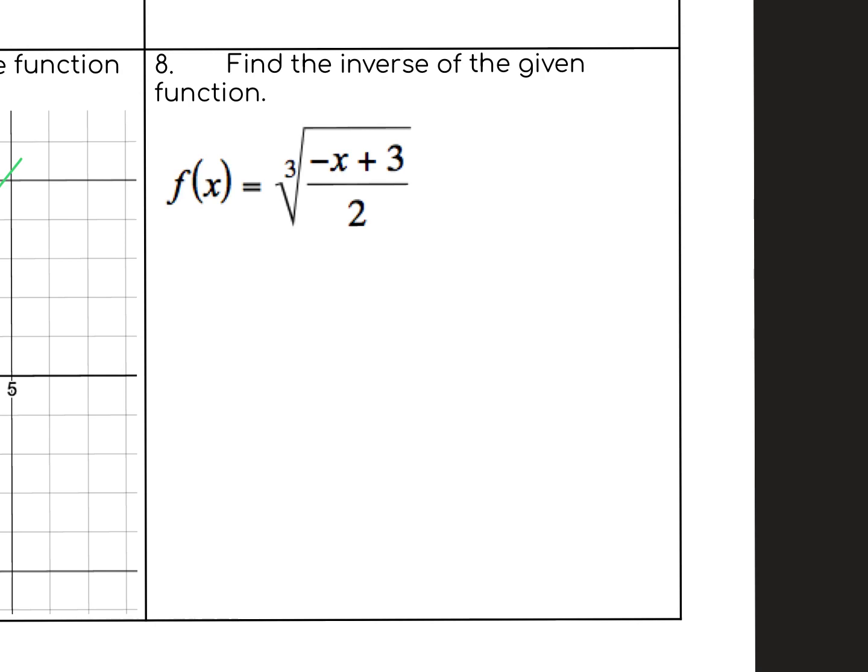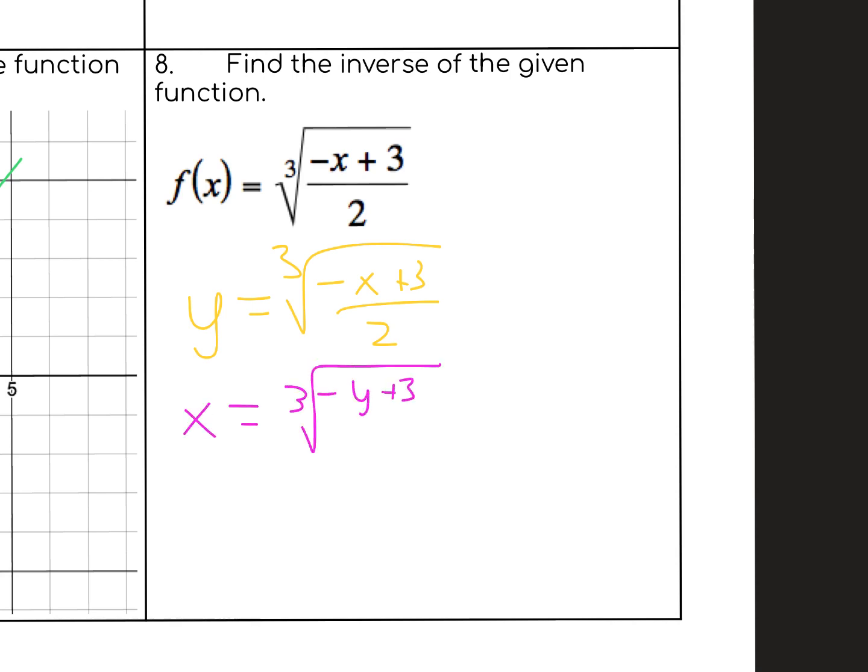Find the inverse of the given function. So first thing I want to do is write it as y, because that makes more sense in my brain. That will make it not be in function notation. Then I got to give the old flippy flop with the x's and the y's. Cube both sides to get rid of that cube root.